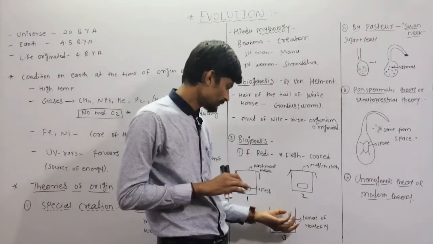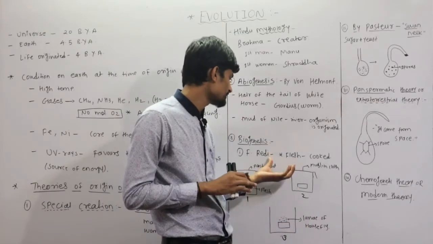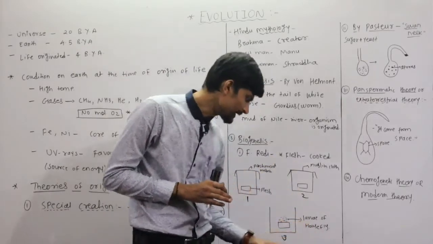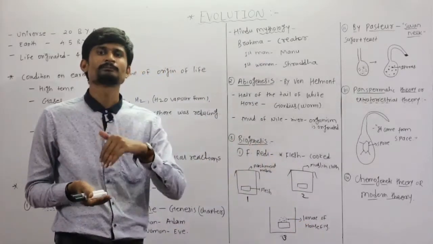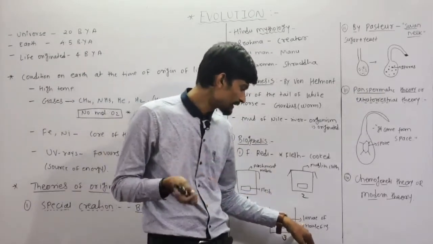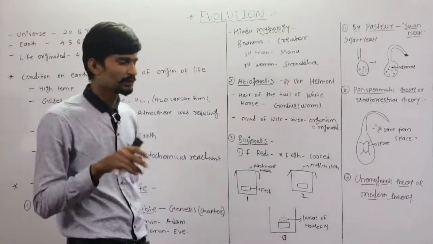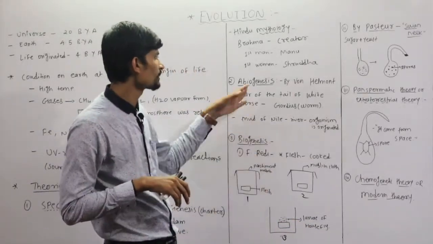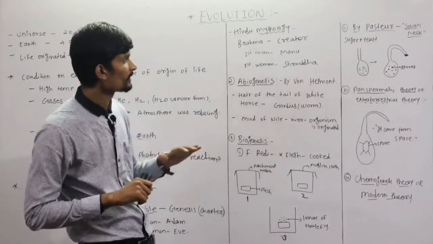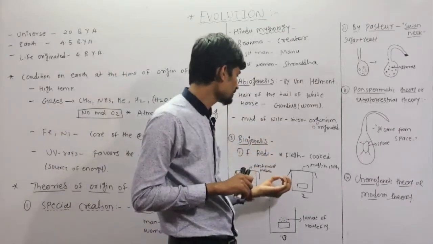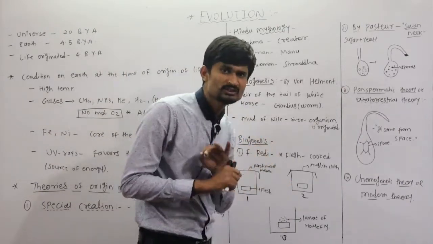So that's why Francisco Redi concluded that living organisms originate from previously existing living organisms. That's why this theory disproved the theory of abiogenesis. Then there are some other scientists who told about the biogenesis theory.